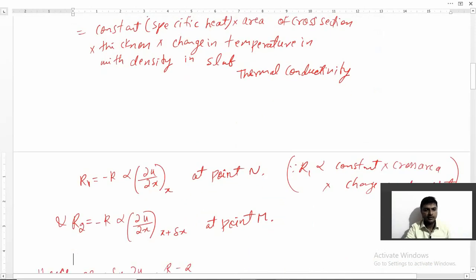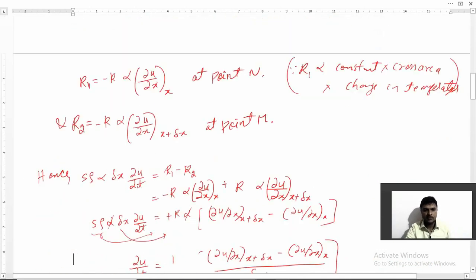So you have to remember this, and you are going to get this equation here. Substitute R1 and R2. R1 is nothing but the temperature change at point n. R1 will be equal to minus R, that is only the direction. It is some constant, the specific heat constant, into cross section area alpha, and dou u upon dou x, the rate of change of temperature. At point n the distance is x.